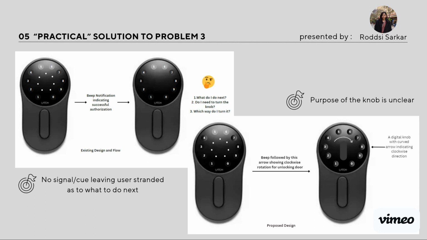As you can see, once we get that notification indicating successful authorization, it's like, what do I do next? Or do I need to turn the knob? What is the function of this? Even if I have to turn the knob, which way do I turn it?